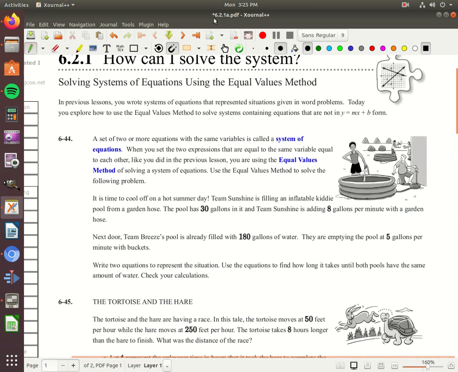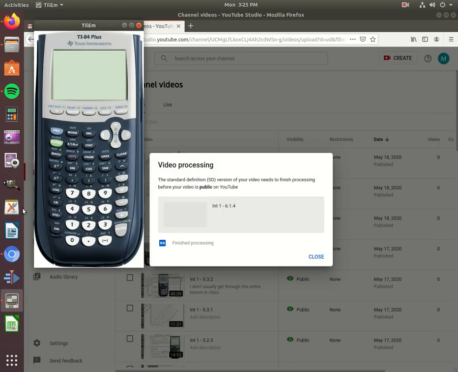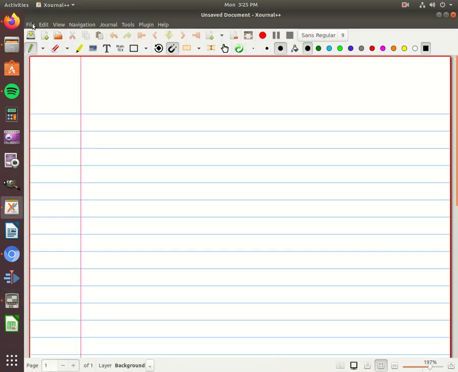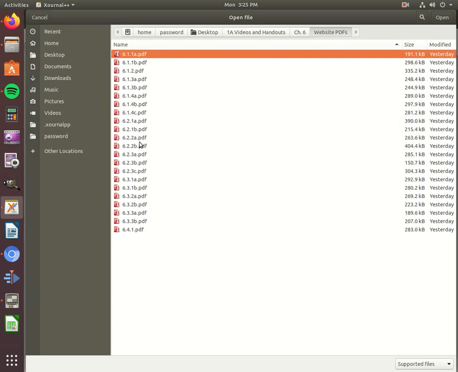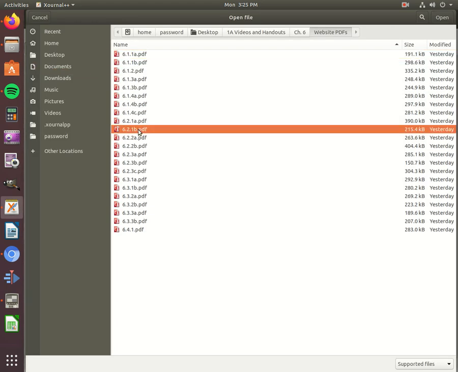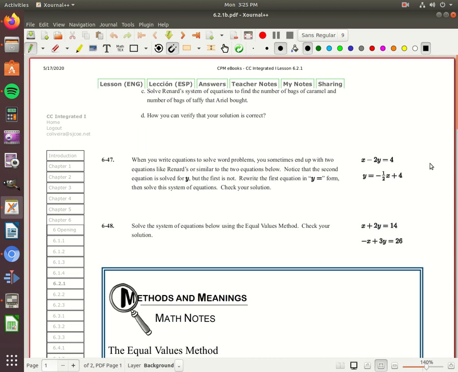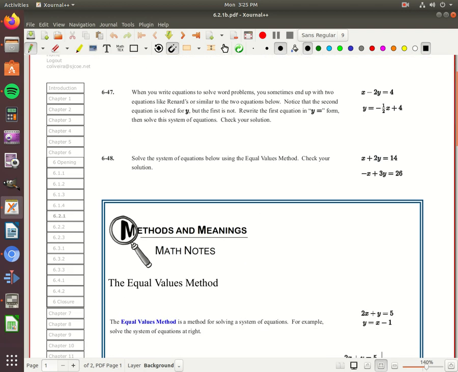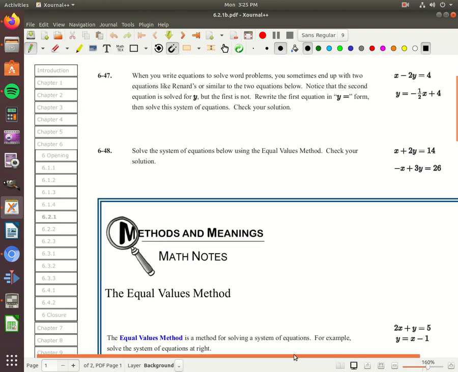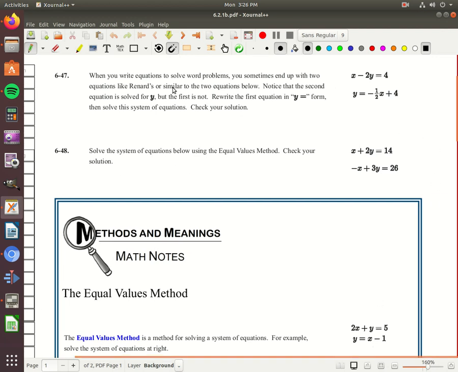All right, so let's go ahead and open the next one, 621B, and let's keep going. So 647, when you write equations to solve word problems, you sometimes end up with 2 equations similar to the 2 equations below. Notice that the second equation is solved for y, but the first is not.